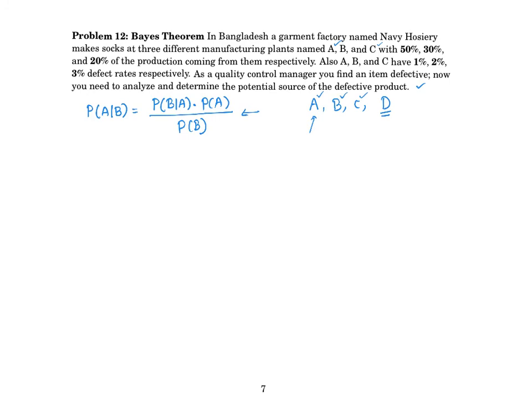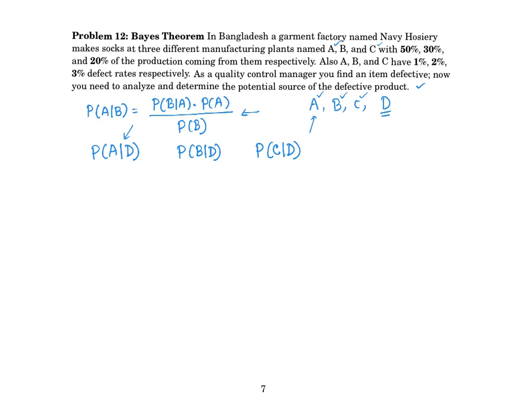So let's see, what is it? What we want to find out is this, by the way: the probability that the item was manufactured by plant A, given that it is defective, because the manager picked an item and found it defective, right? And similarly, you would have to find the probability that plant B has produced it, given that it is defective, and the probability that plant C has produced it, given that it is defective. I'm just going to do one of them for you.